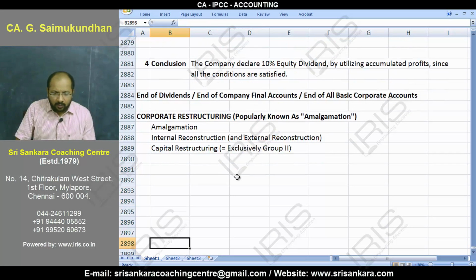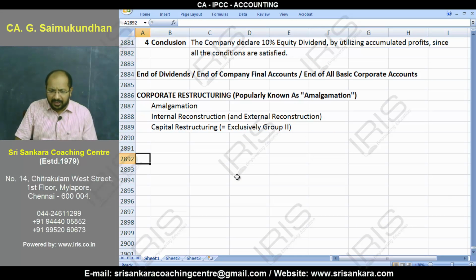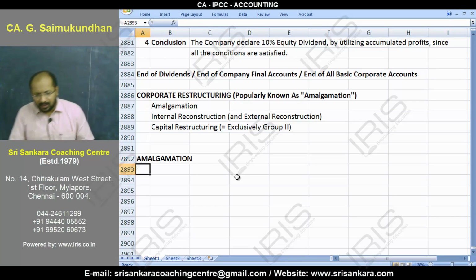What is amalgamation? What is internal reconstruction? What is capital reconstruction? You will understand them gradually. Our focus right now is only on amalgamation, and that is what we'll be starting straight away.